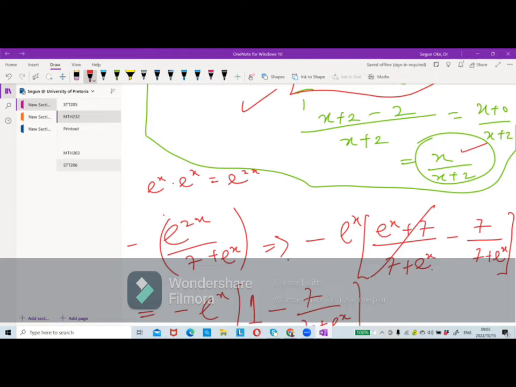Am I communicating now? And I said, sir, let me take exponential x out. You can put it in a small bracket. It's still the same thing.